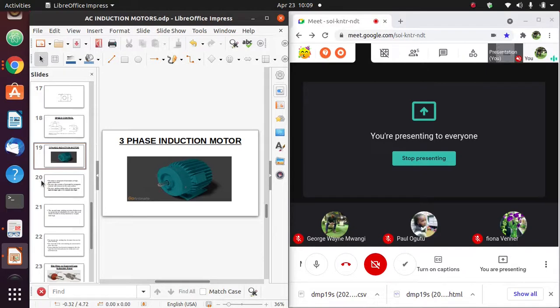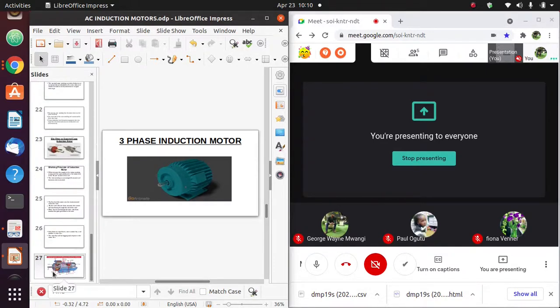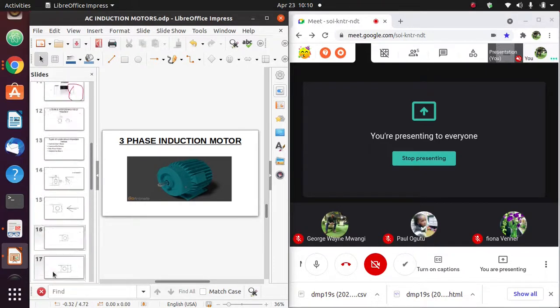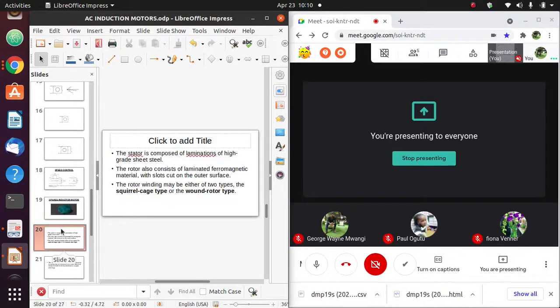Sijui kama mliona hiyo video ikianza. We have sheets of metal ambazo zimewekwa in layers. That's what we mean by laminating. Unaweka in layers, and then within those layers kuna slots. I do not have a diagram, but those sheets of steel are put in layers, and then there are slots within those layers. So we have three-phase windings within those layers, the stator windings.